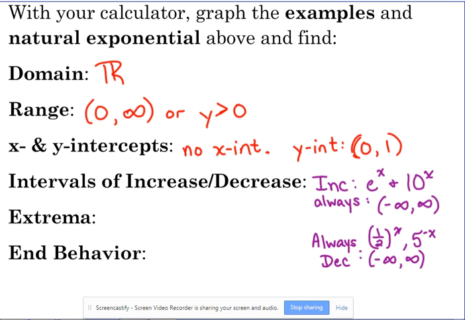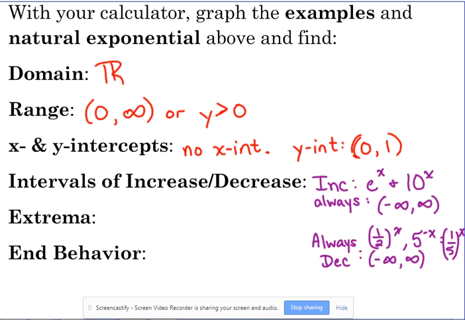Now, they may not look like those have anything in common, but I can rewrite 5 to the negative x. What do we do with negative exponents? How do we get rid of negative exponents? We move it to the bottom. So it's 5 to the negative x. So we can move that to the denominator. So this is the same as 1/5 to the x. Okay, 1/5 to the x.